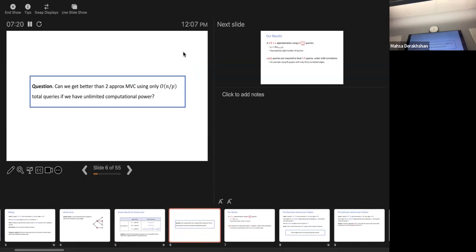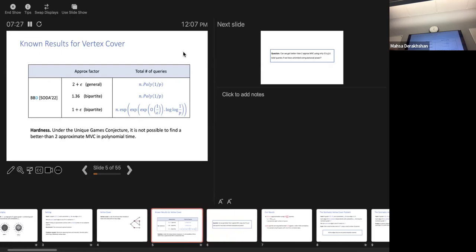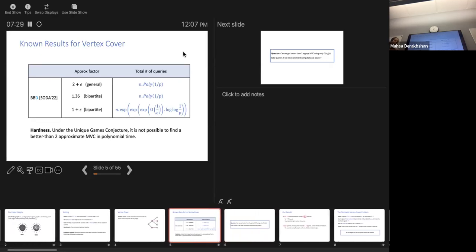Did we know anything even if we don't want a tight number of queries in general graphs? Yes, so that one. No, sorry, better than. Oh, that's for bipartite graphs. Yeah, no, for general graphs.